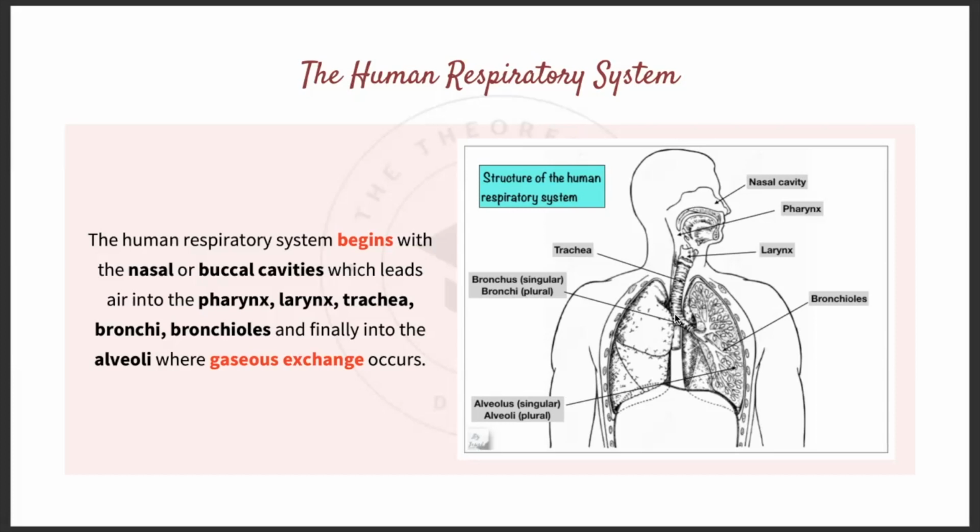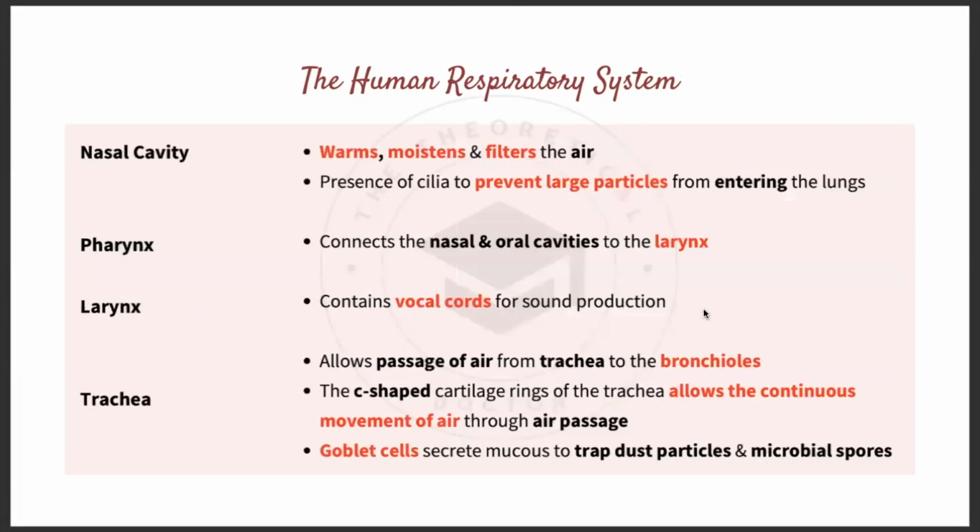From the trachea, it will branch out into the bronchi, left and right bronchi. The function of the bronchi is to allow passage of air from the trachea to the bronchioles. Now the bronchioles function to allow passage of air from the bronchi to the alveoli. These tiny sacs over here are the alveoli, and the alveoli serve as the place where gaseous exchange occurs. Alright, so this is basically what I talked about. You can pause the video over here to read up again on the functions of each part.